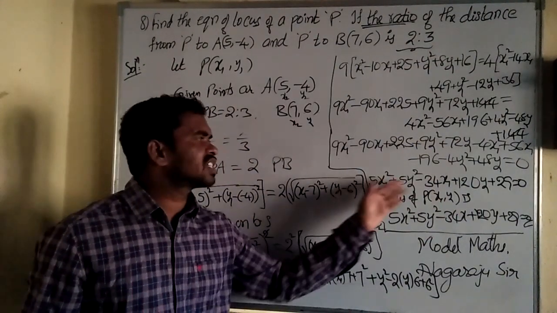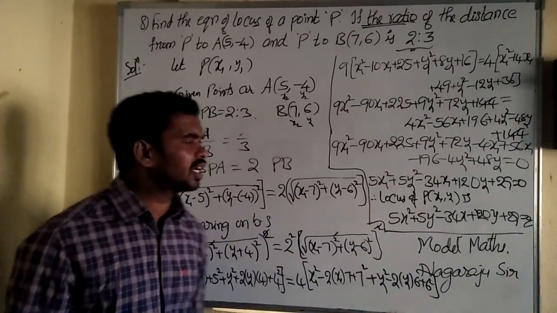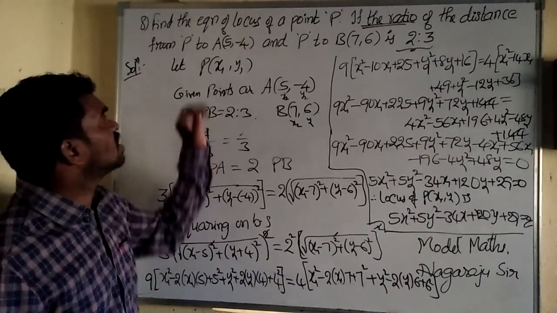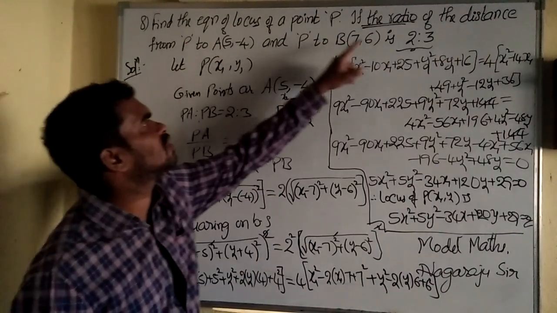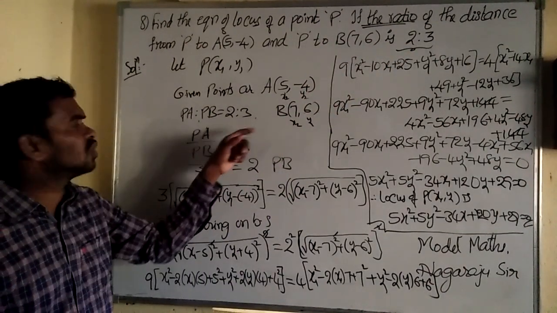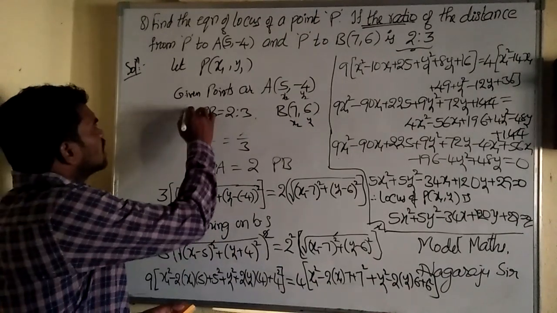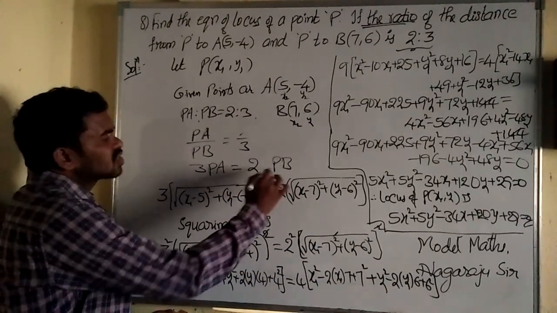Directly I wrote without x1 y1, I write xy. So in terms of xy is the answer. Is it clear? First, the ratio is given. So PA is to PB is equal to 2 is to 3, which means we can write directly 3 into PA is equal to 2 into PB also.